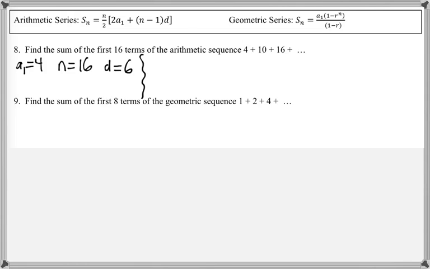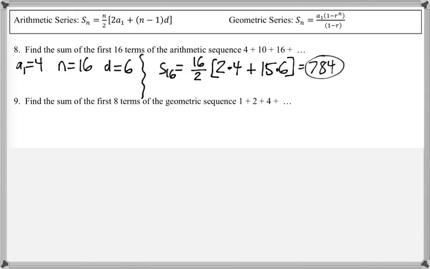So my formula is S16 is going to be equal to 16 over 2 times 2 times 4 plus n minus 1, which would be 15, times 6. And if you punch that into your calculator, then you get 784.